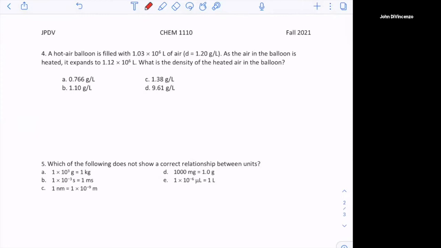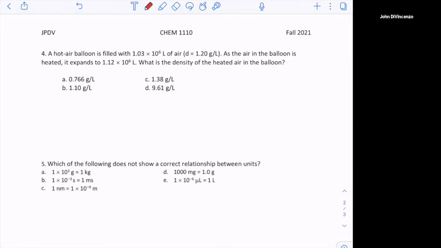As the air in the balloon is heated, it expands. Of course, we'll learn that, if you didn't know it already; most of you know that. We'll learn that in the gas law chapter. I think it's chapter 9. It expands so the volume decreases. I'm sorry, expands so the volume increases. What is the density of the heated air in the balloon? The density should decrease, right? You've got the same number of molecules spread out in a larger volume.